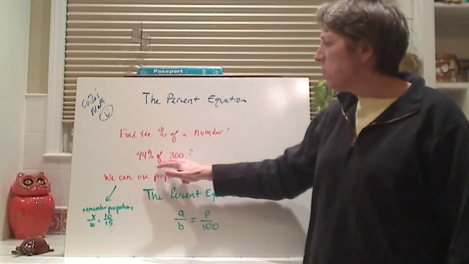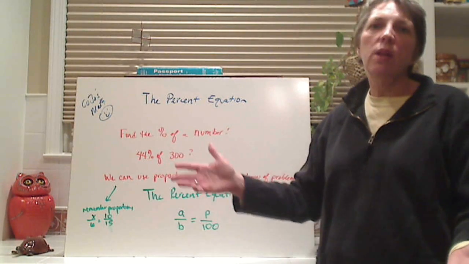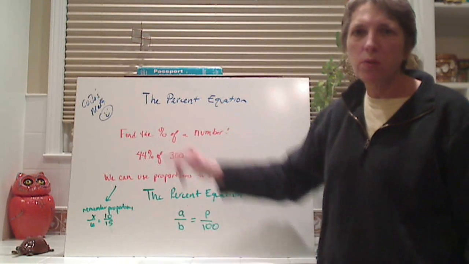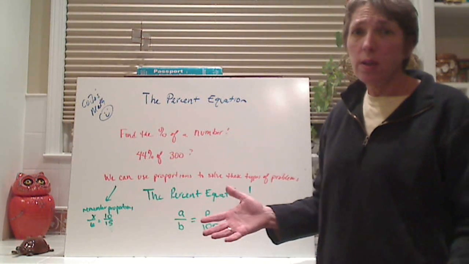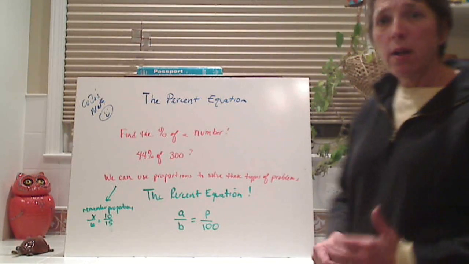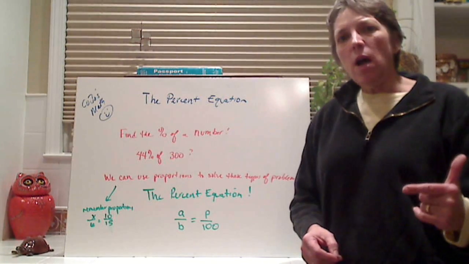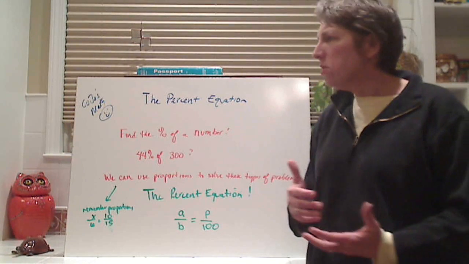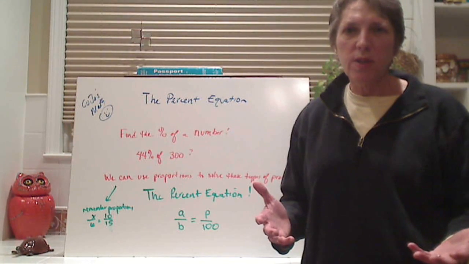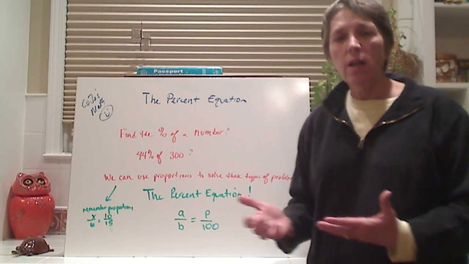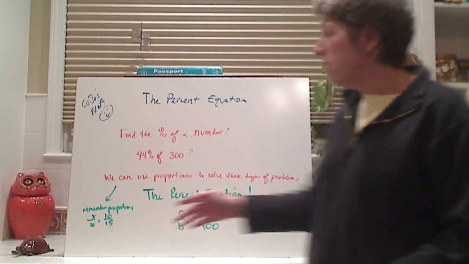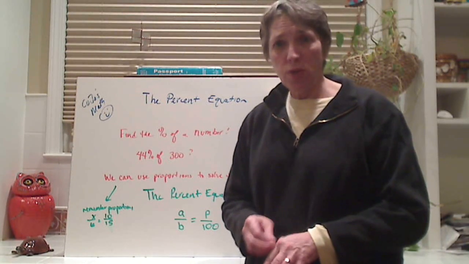We said 44% of 300, and I really encouraged you to ask, what's 1% of 300, which is 3, and then multiply that by 44 to get the percent of the number. But sometimes it's more complicated, with word problems and the way the problem is presented, which is a little more confusing. That's where the proportions come in that we learned a couple of chapters ago.